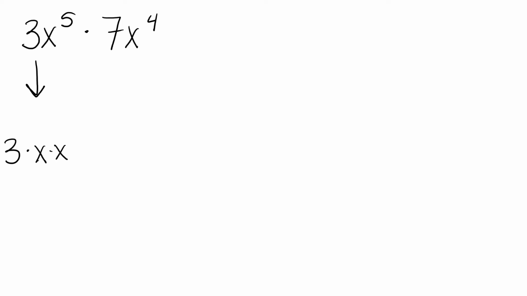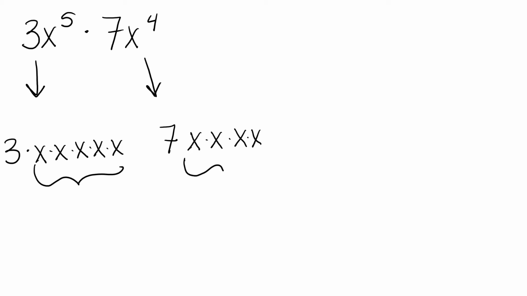For number 8, we're going to do 3x to the 5th times 7x to the 4th. We start by breaking down the first section. The 3 stays out in front, and we break down x 5 times. For the other side, the 7 stays out in front, and we break down x 4 times. We total up our x's, which gives us a total of 9, x to the 9th power.